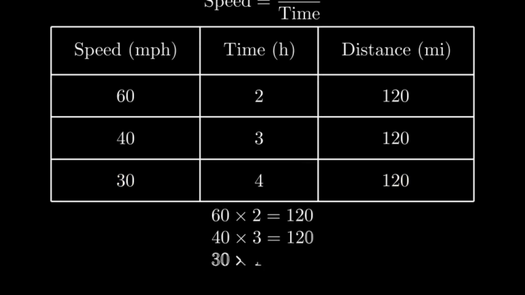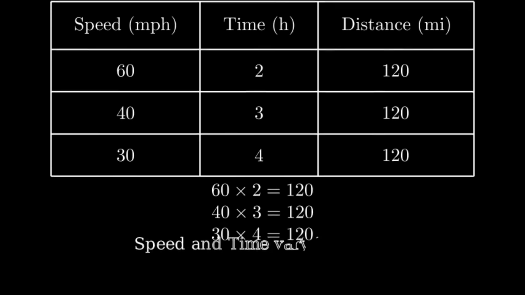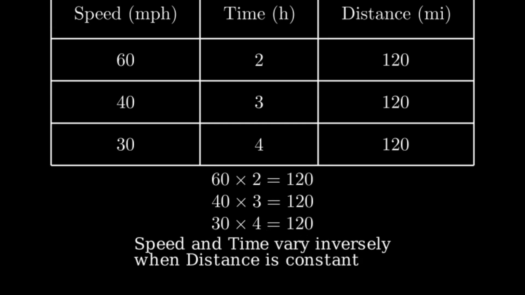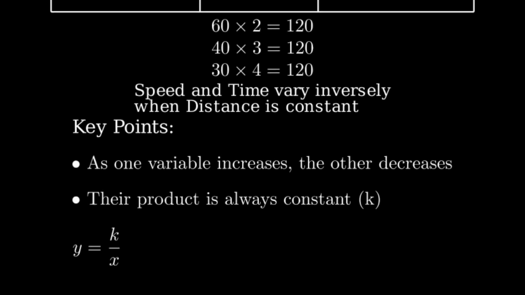Notice that in each case, when we multiply the speed by the time, we get 120, our constant of variation. This confirms that speed and time vary inversely with each other when traveling a fixed distance. To summarize, in inverse variation, as one quantity increases, the other decreases, while their product remains constant. The formula y equals k divided by x helps us calculate exact values, where k is the constant of variation.